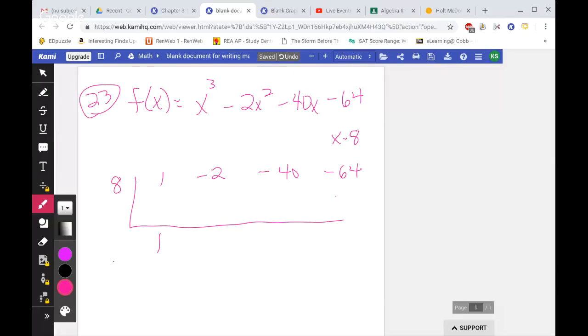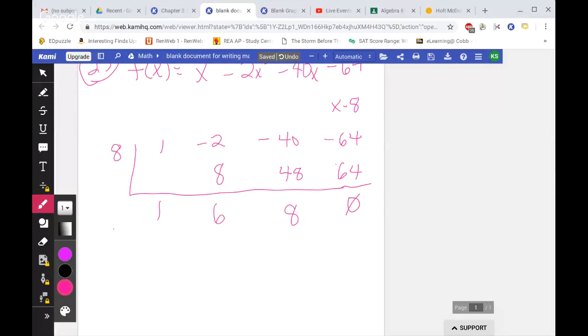1 times 8 is 8. Typically, once again, I want to remind you that this is where you would add, but since we have a positive and a negative, we're going to find the difference and give the sign of the higher one, which in this case is 6. Mm-hmm. And then 6 times 8 is 48. And negative 40 with a positive 48, find the difference and give the sign of the higher one. And then 8 times 8 is 64. So that gives us a 0, confirming that x minus 8 is indeed a factor.